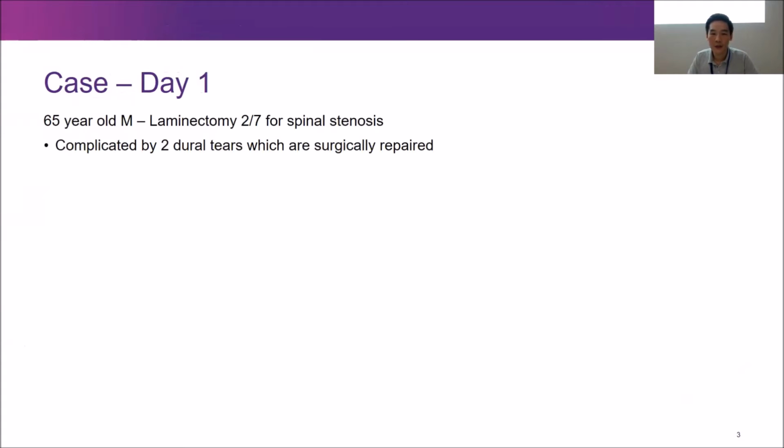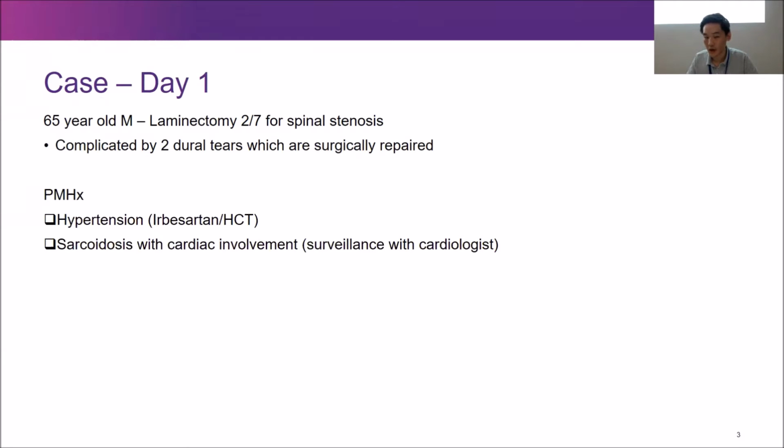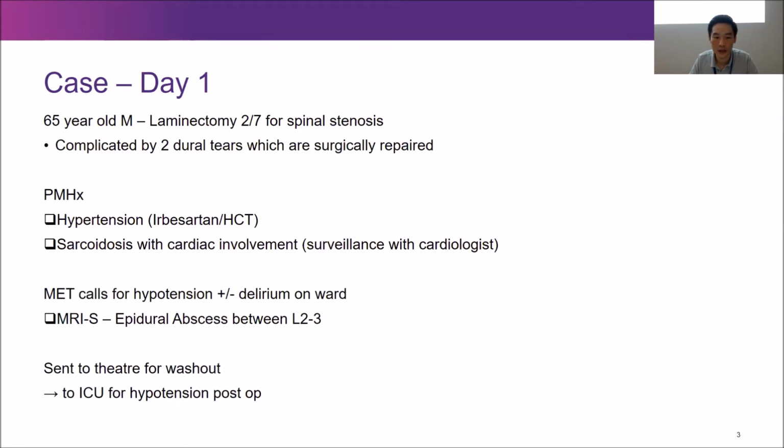So the case that we're going through today is a 65-year-old man who was initially admitted into a private hospital. He had a laminectomy about 2 days ago because he's got chronic spinal stenosis. Now, this was unfortunately complicated by 2 dural tears, which were surgically repaired intraoperatively. He eventually was transferred over to the Royal Brisbane because he did not have private insurance, so he was unable to stay longer in the private system. In terms of past medical history, nothing terribly exciting. He's got hypertension, which is treated with a blood pressure tablet, and he's got sarcoidosis with cardiac involvement, but that's just undergoing active surveillance with his cardiologist.